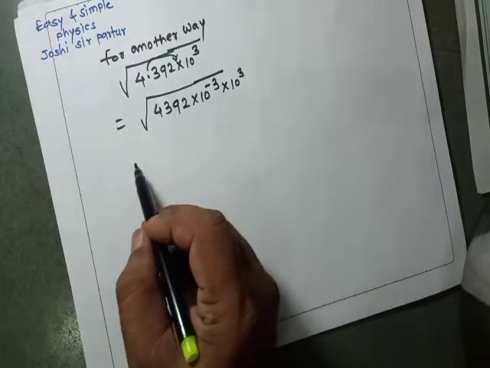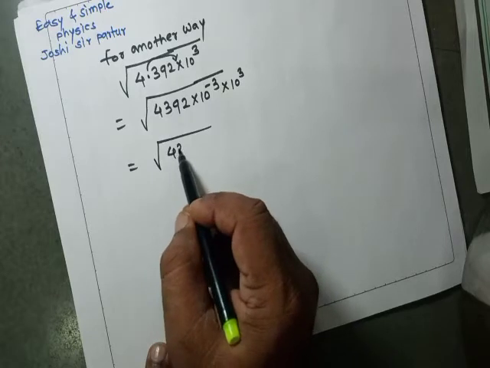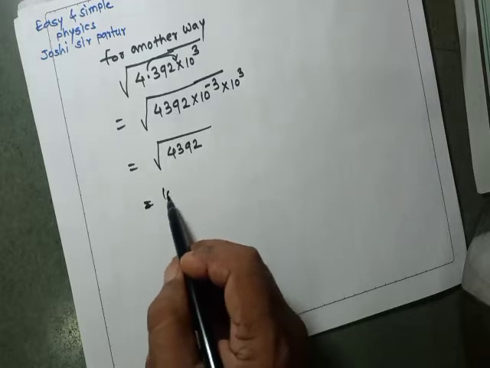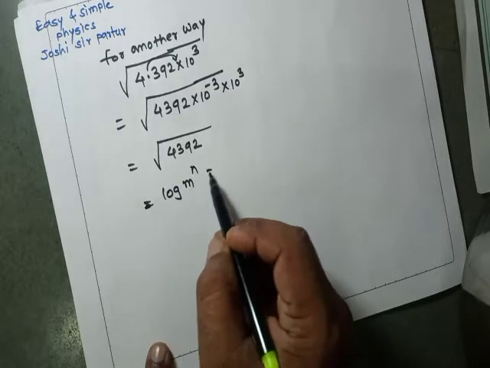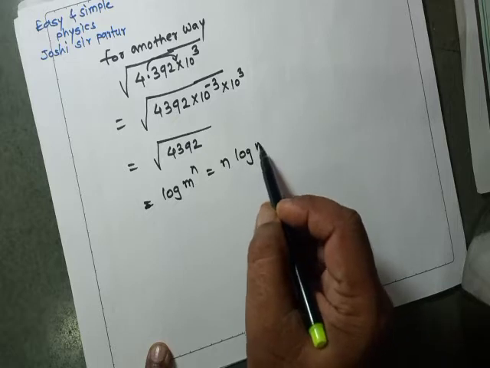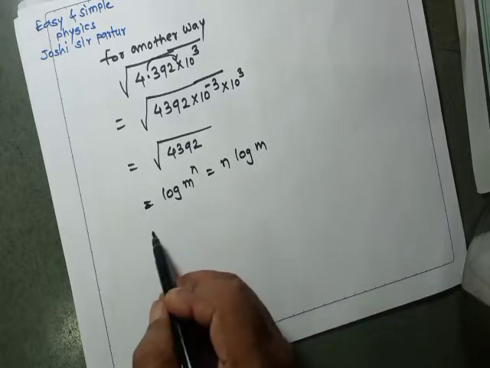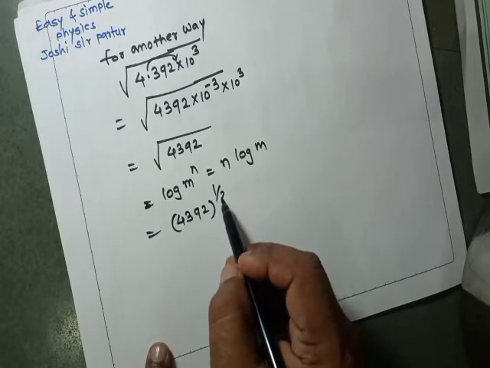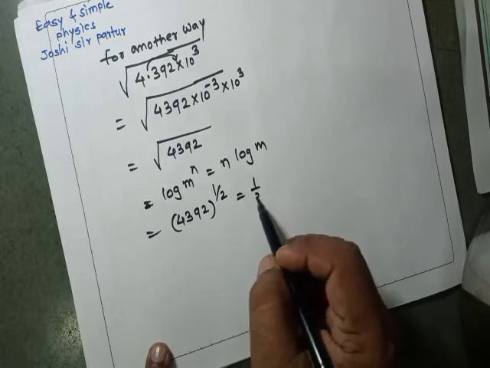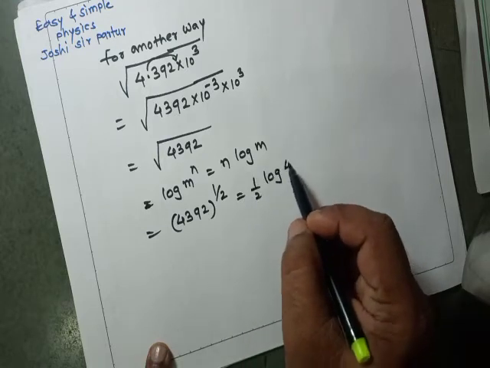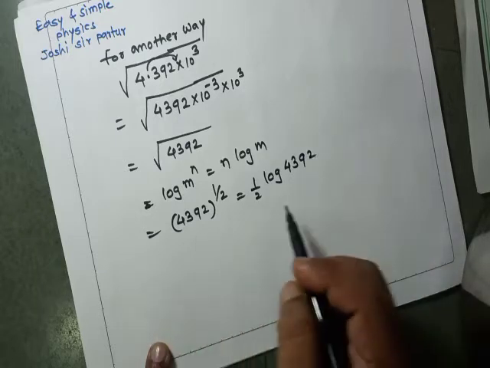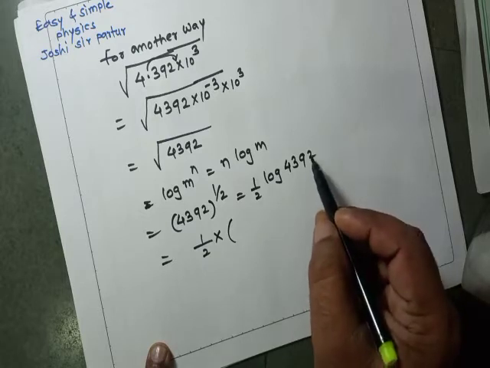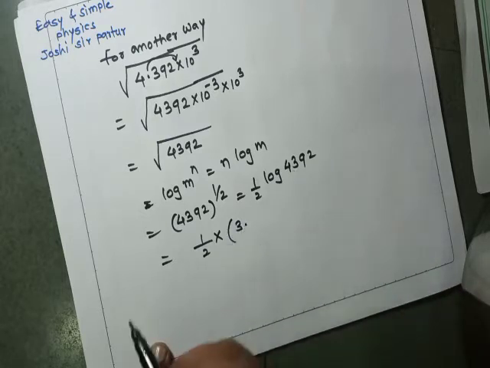10 to the power 0, that will be square root of 4392. So we use the formula log of m raised to n is equal to n log of m. So here we can write 4392, its power will be 1 by 2. So here 1 upon 2 log of 4392. So 1 upon 2 multiplied by characteristic will be 3 point, and log of 43 in 9.